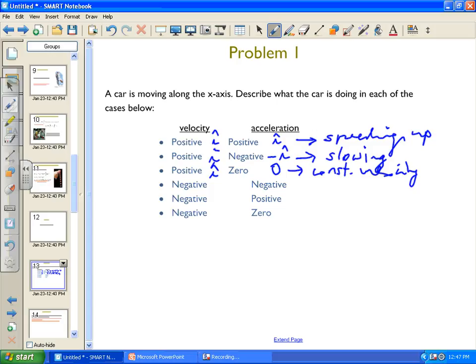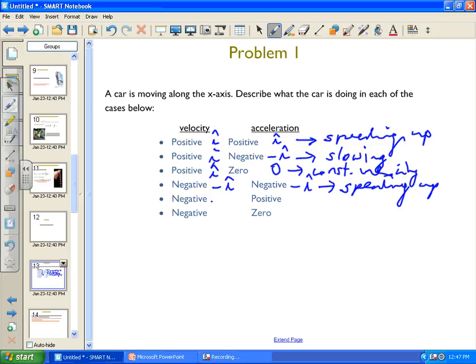In the next case, we have the car moving in the negative i-hat direction, which we might say is due west, for example, if we wanted to use a different system of axes. And because its acceleration is also in the negative i-hat direction, it must be speeding up, just as in the first case, where both the velocity and acceleration were in the same direction.